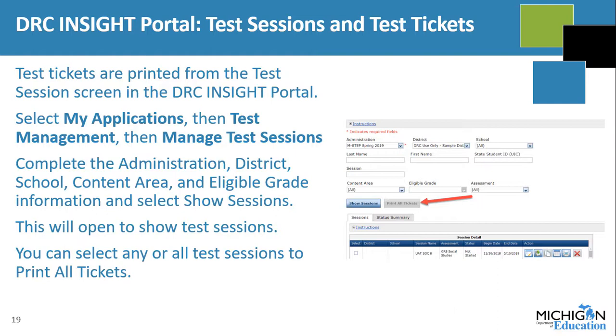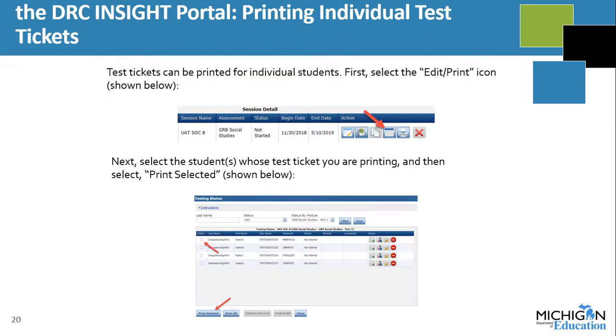You can also print test tickets individually by selecting the test session, then choosing the Edit Print Ticket Status icon that is displayed to the right of the test session. Once you have opened the Edit Print Ticket Status page, you can select the individual student or students whose test tickets you are printing, and then select Print Selected.